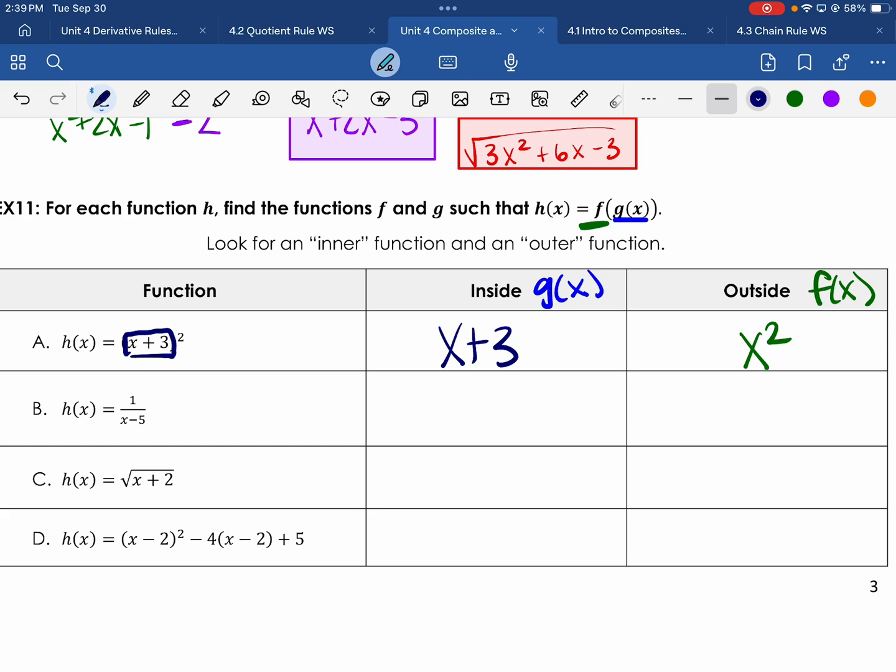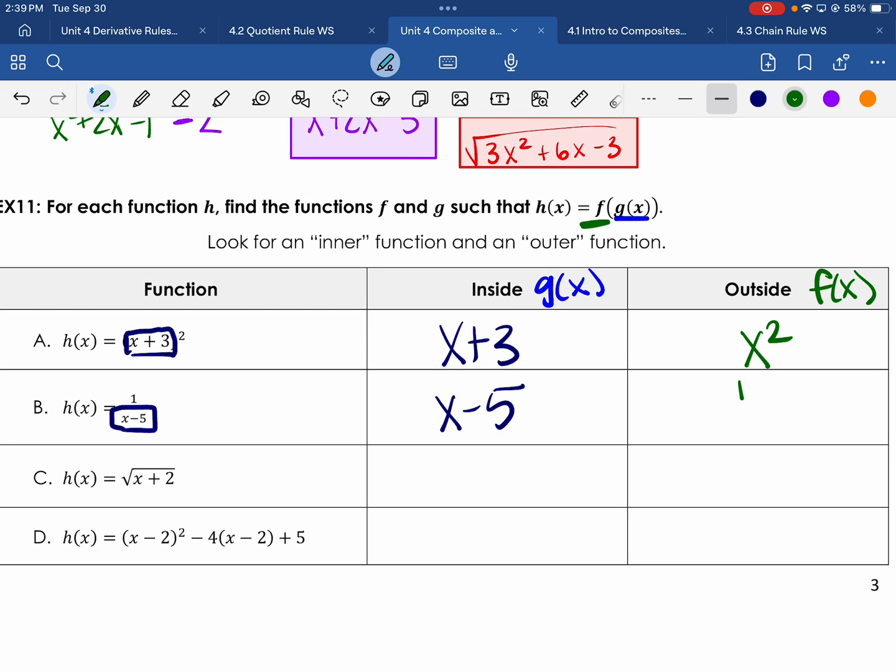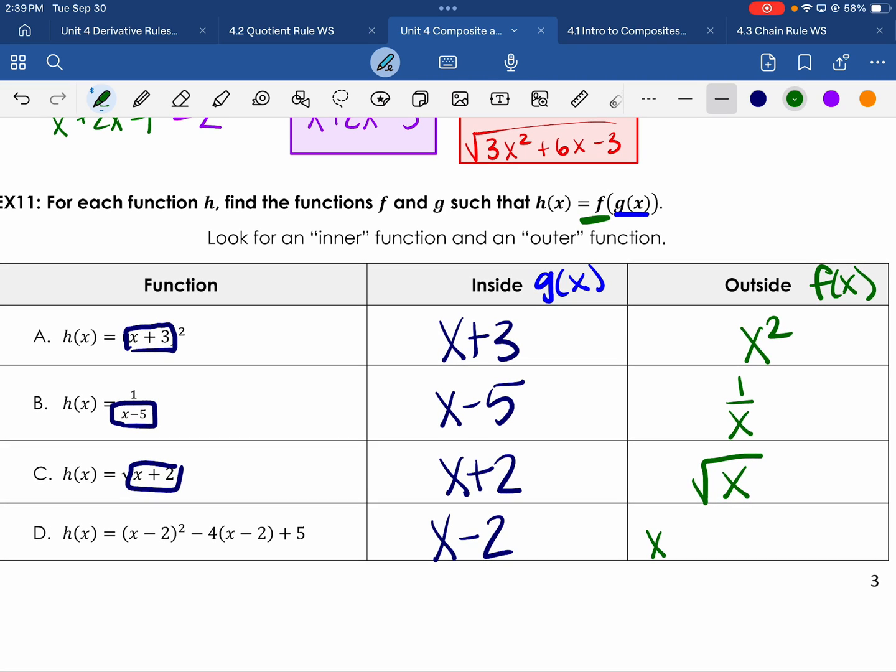All right, so on B, I'm going to say the inside here is the bottom of the fraction, the x minus 5. So what would the outside function be? 1 over x. And then on C, what would the inside function be? X plus 2. And so then the outside function would be square root of x. And then the last one, what would the inside function be? X minus 2. And the outside function would be? X squared. Yes.